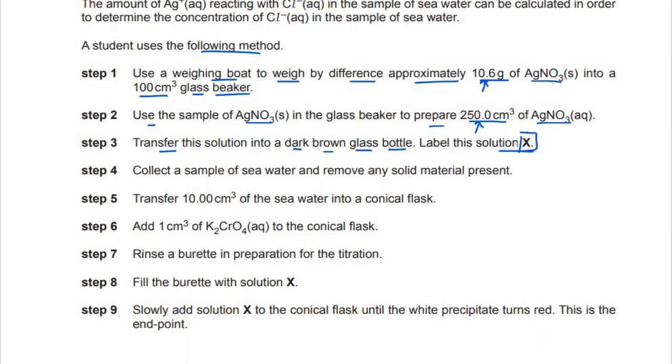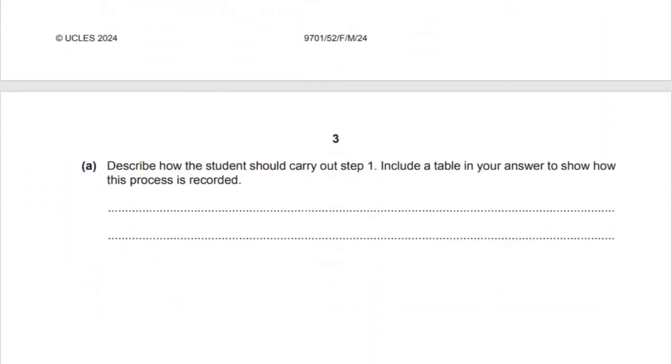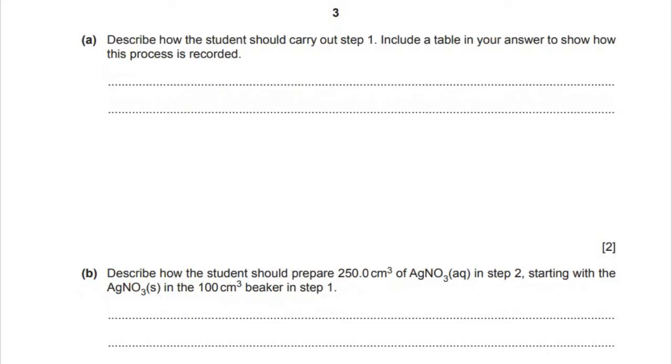Now collect a sample of seawater and remove any solid materials present. Transfer 10 centimeter cube of seawater to a conical flask. Add 1 centimeter cube of potassium chromate to the conical flask. Rinse the burette in preparation for the titration. Fill the burette with the solution X. Now what is our solution X? X is a silver nitrate solution. Slowly add the solution X to the conical flask until the white precipitate turns red. This is the end point. So this is the process where we are using titration for the calculation of silver ions, which in turn will give us the concentration of chloride ions.